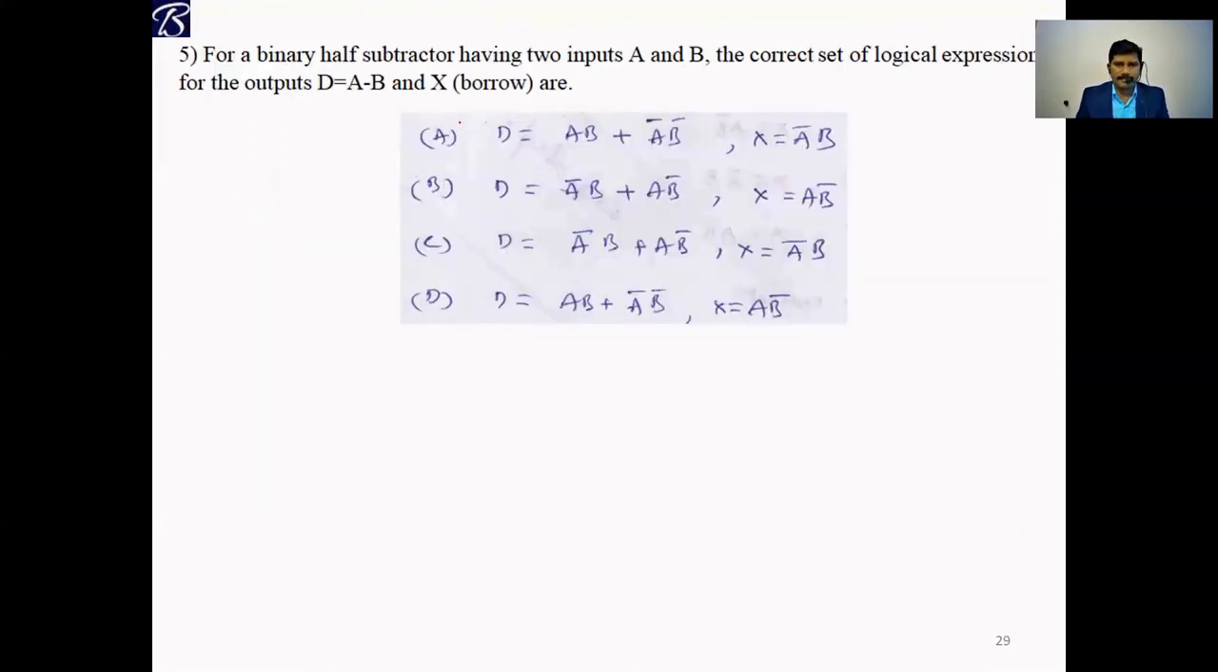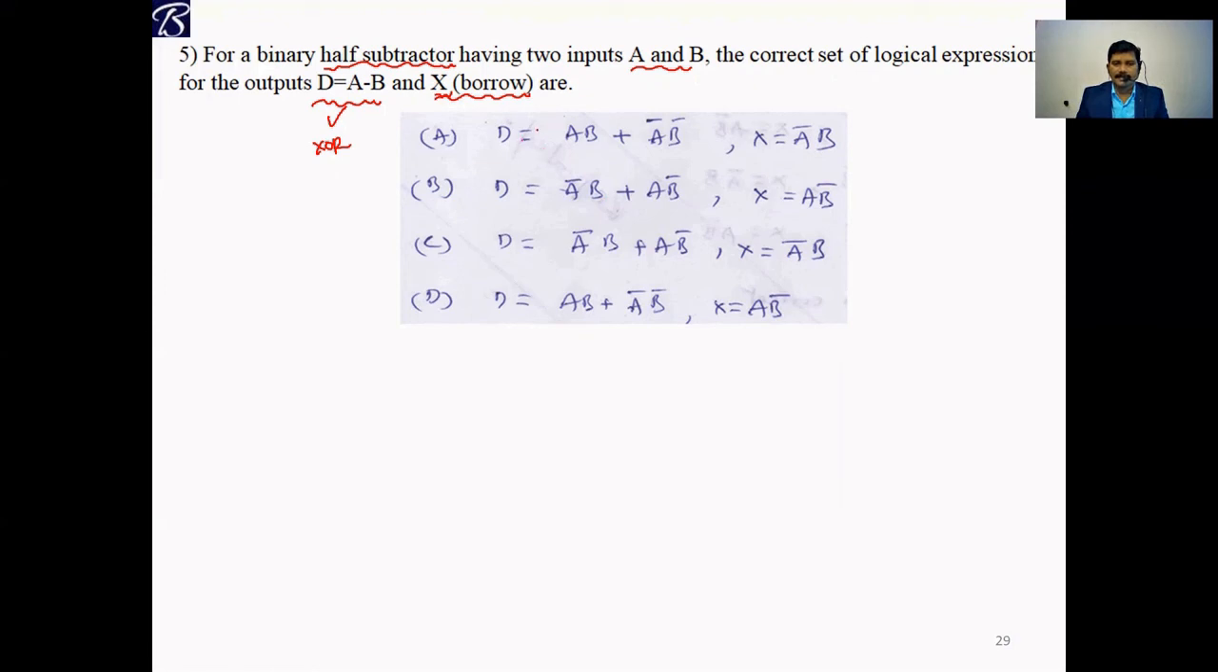Carefully observe this problem. A binary half subtractor is given having 2 inputs A and B. Which is the correct set of logic expressions, where D equals difference and X is the borrow? Let us see. Now we have to find the expression for the half subtractor. Okay, what is D? Actually, A minus B is the XOR operation. This X bar is nothing but A bar B. Let us find out which option is correct.